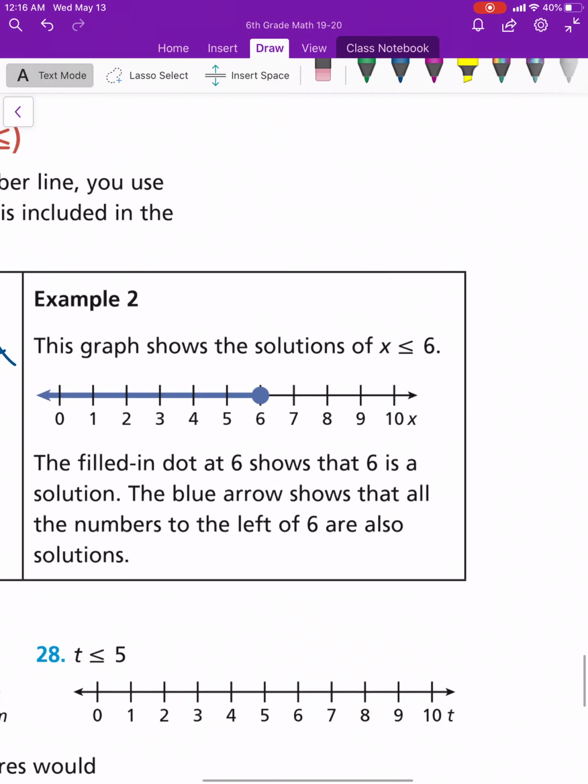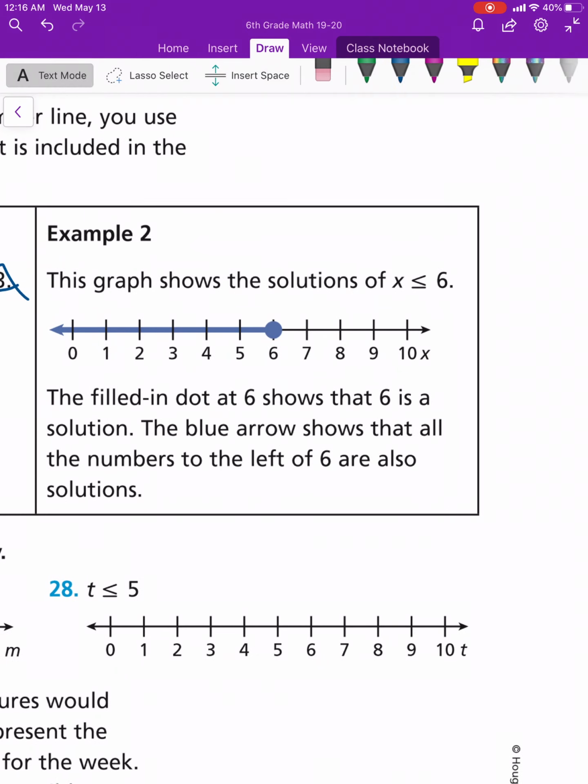Same thing over here, except going the other way. X is less than or equal to 6. So we're going to look at our 6, color it in, and move this way, right? Okay.